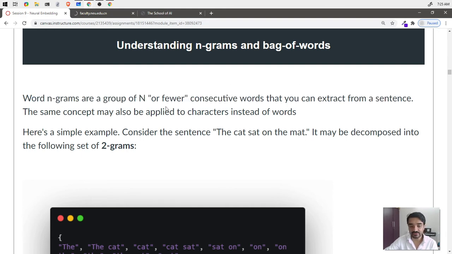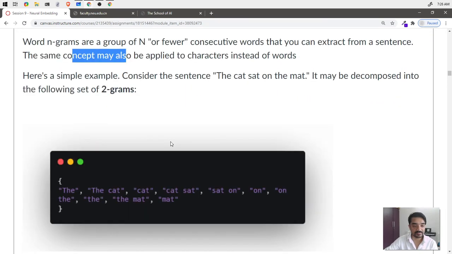So how will we read the next line? The same concept may also be applied to characters instead of words, right? That is our 2 gram. If this was 3 gram, then we would say the same concept may also apply, and so on.